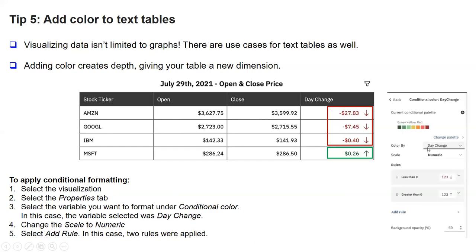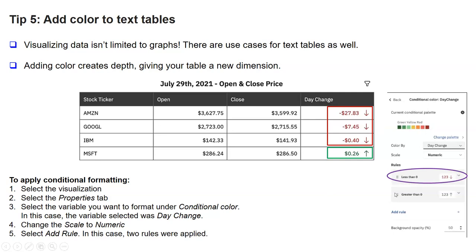Under the properties tab, you need to mention the name of the variable that you want to change. For instance, I'm presenting a preview of the action for your understanding. Currently, I'm in the properties tab. Then under the conditional palette, color by, the tool is asking what would you like to color by. So I color by the variable named day change.